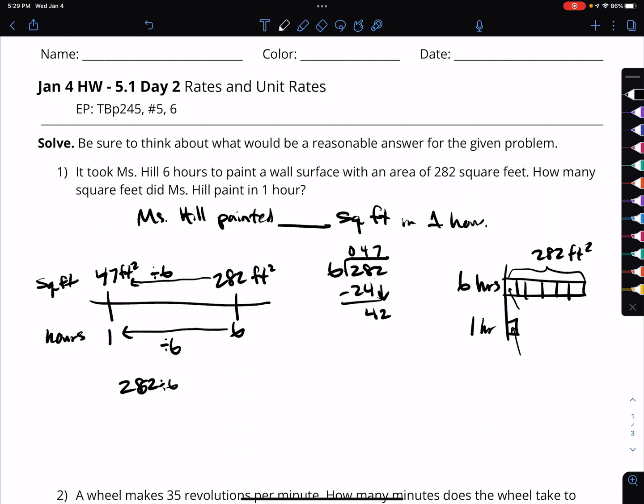So back to question number 1, 47 square feet in 1 hour. And that does seem reasonable. If this was 300 square feet divided by 6, then our answer would be about 50. So we know that we are in about the right ballpark.